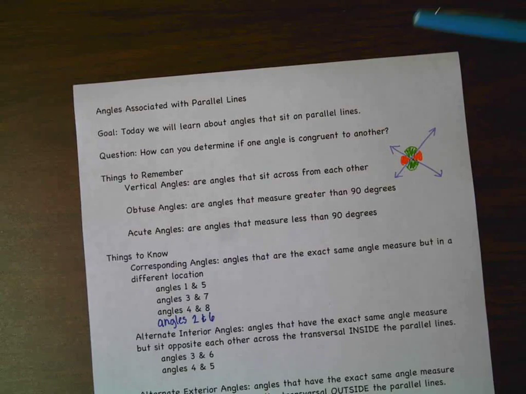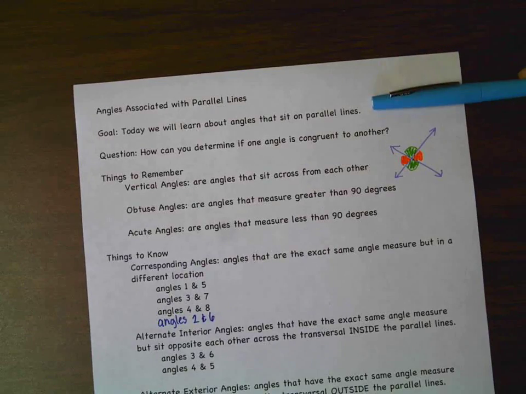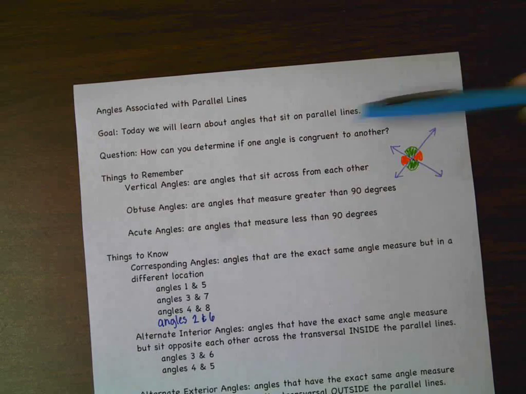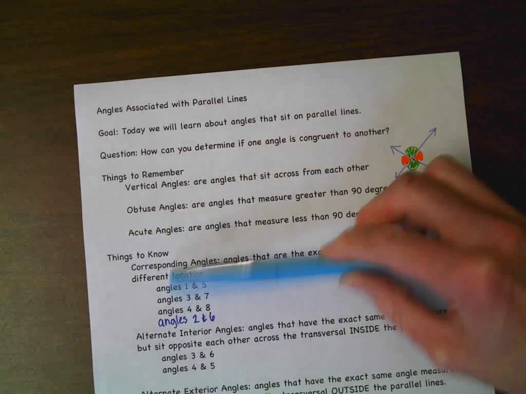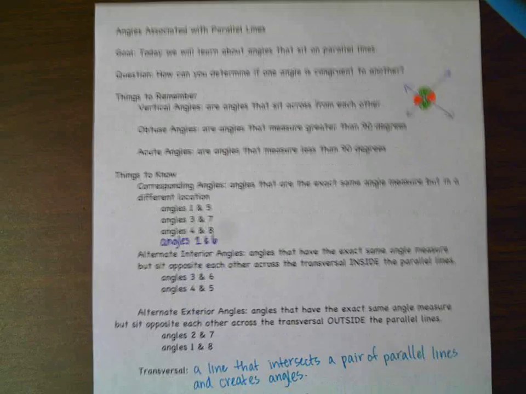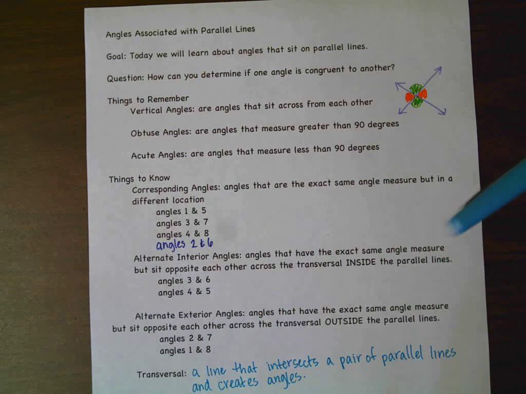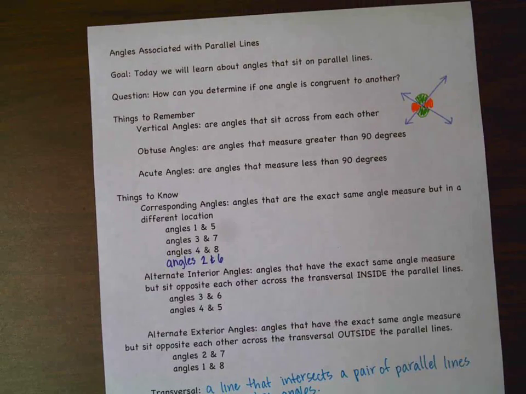So our goal today: we will learn about angles that sit on parallel lines. We did that, and those angles only can be there because of the transversal. How can you determine if an angle is congruent? Well, the answer to that is remember these rules, because these rules help you identify what type of angle it is, and then you know that they are the same because of those rules. We're going to practice a lot of these in class, and it's a pretty fun thing once you can get it figured out.